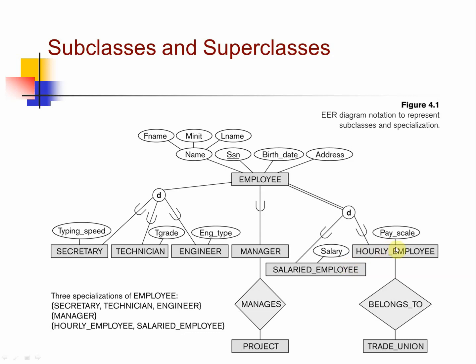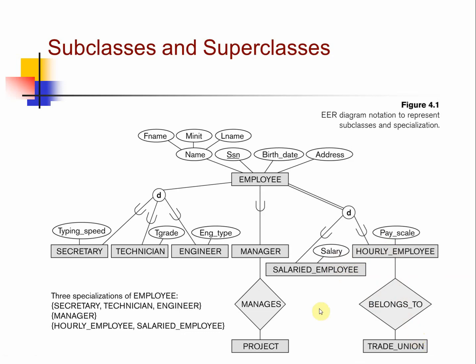For salary employee and hourly employee, salary employee has their own salary. Of course, hourly employee doesn't have a salary. Then they may have their pay scale, paid by hours, and they may only have some relationship to some trade union that supplies the human resources to the company.